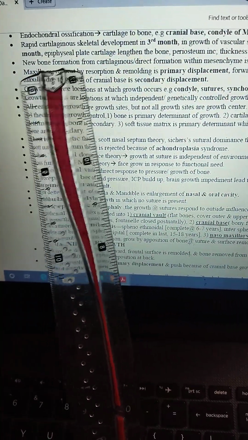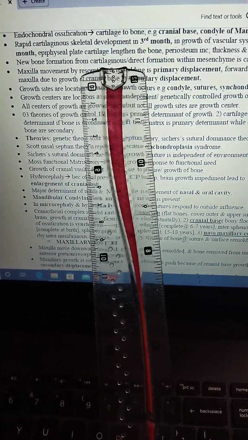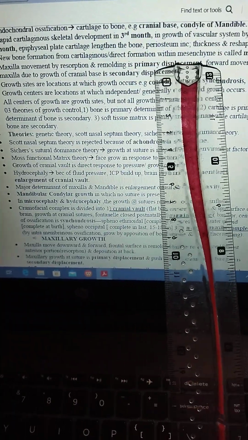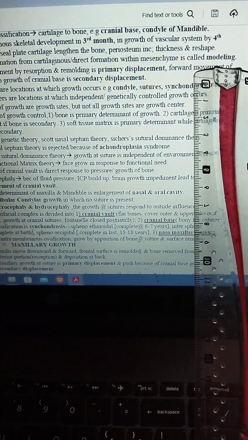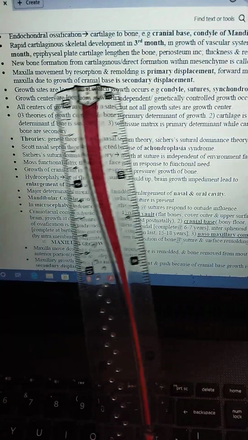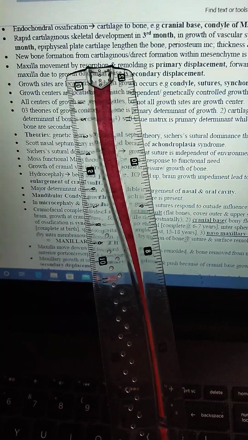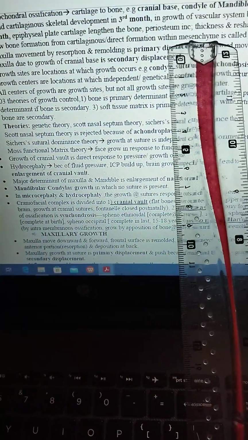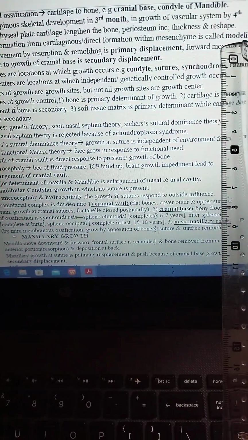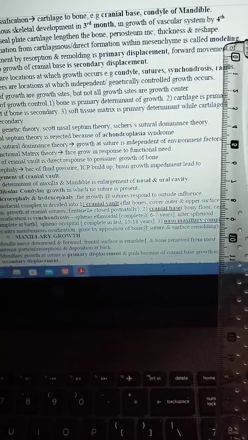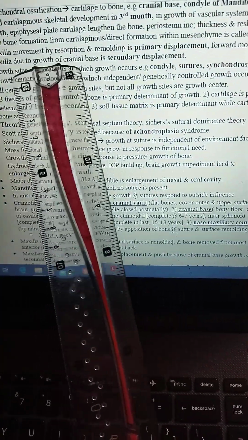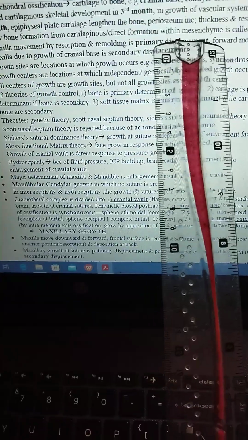New bone formation from cartilage, or direct formation within the mesenchyme, is called molding. What is molding? Molding is simply the bone formation either from cartilage or directly within the mesenchyme.